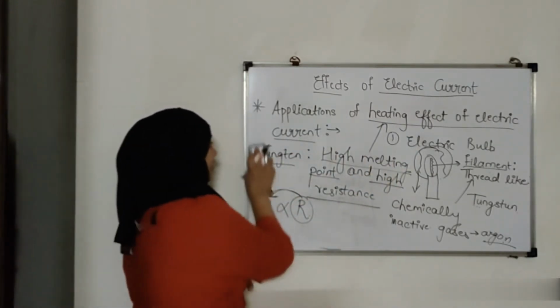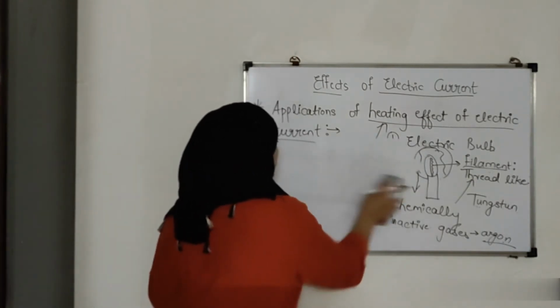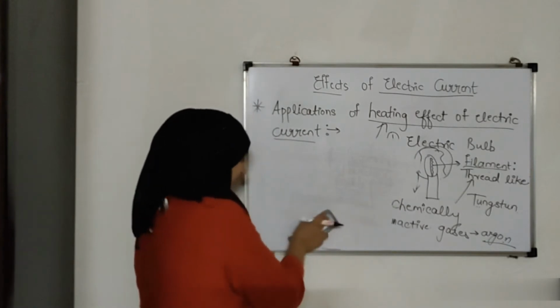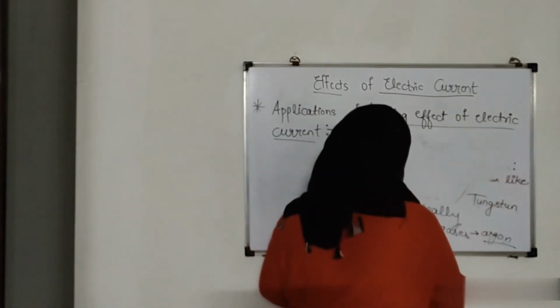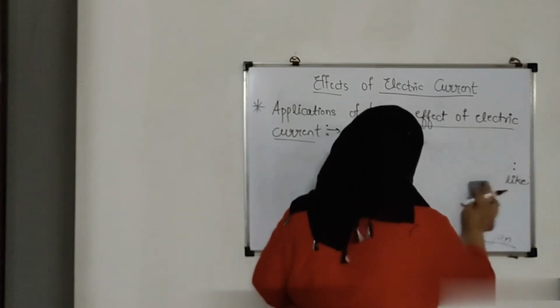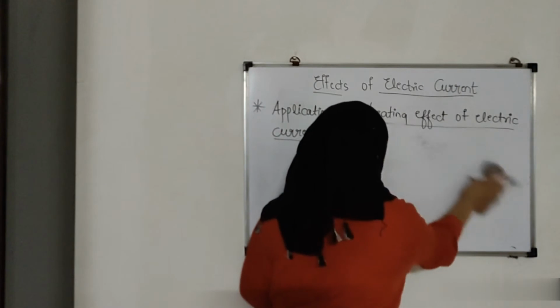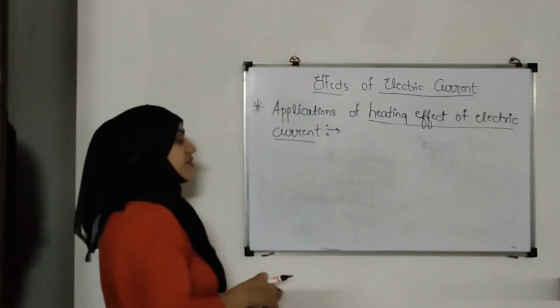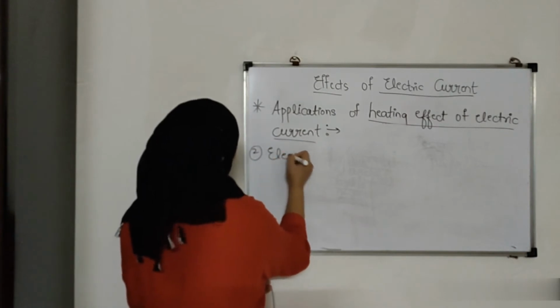Now next we'll see how the heating effect of electric current is used in an electric iron. Electric iron also works on this principle, the heating effect of electric current. It consumes electricity and gives heat to us. So second is the electric iron.